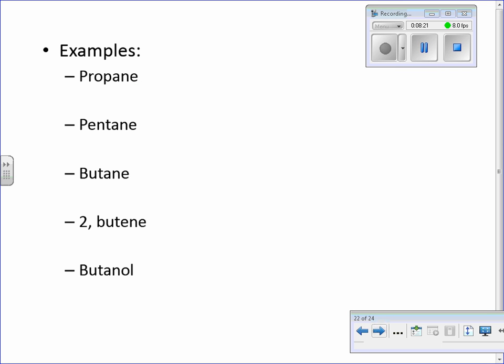Okay, again, let's talk this through. Pro means 3, so we're going to have 3 carbons, and then ane means all single bonds, so we're going to use that formula to find the number of hydrogens. We have 3 carbons, and that 3 is going to be the N. So we have 3 times 2 plus 2, 8.